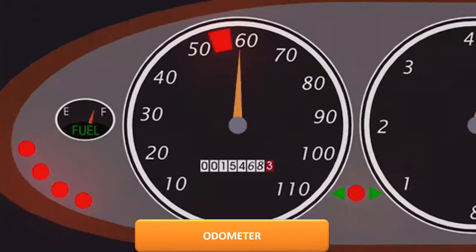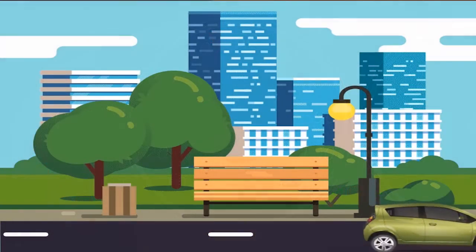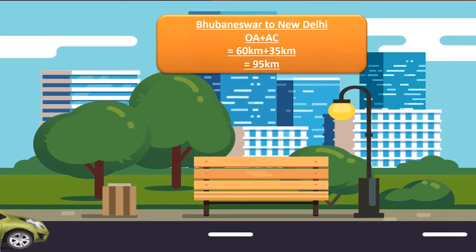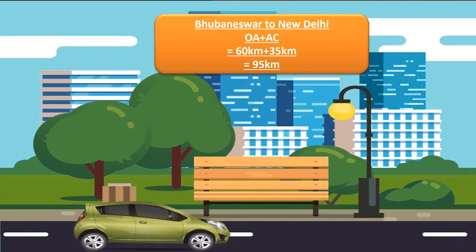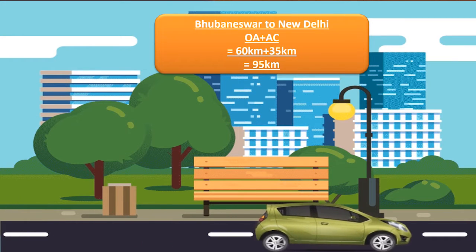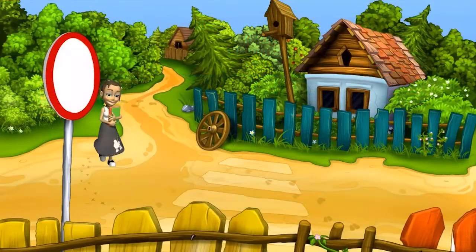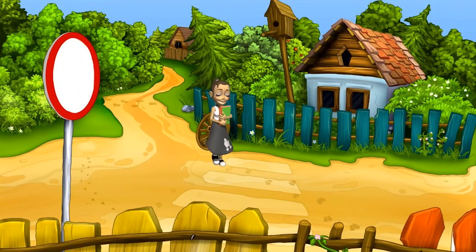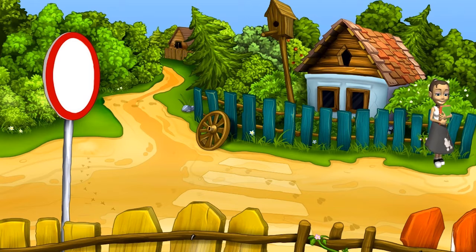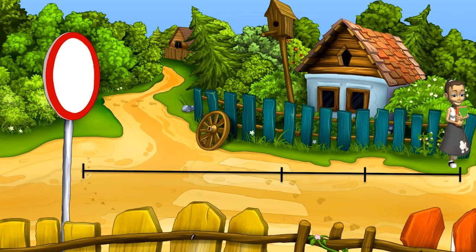The device which helps us understand the distance the vehicle has covered is known as the odometer. Let us consider the example of a car that is driven from Bhubaneswar to New Delhi. It is observed that the difference between the final reading and the initial reading on the odometer is 1805 kilometers. The total path length travelled by the object is OA plus AC, which is 60 kilometers plus 35 kilometers equal to 95 kilometers.